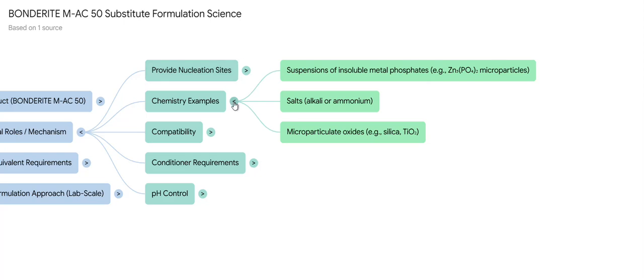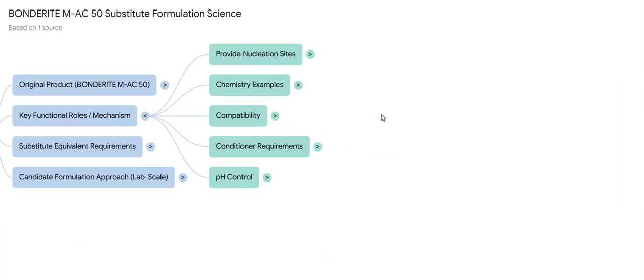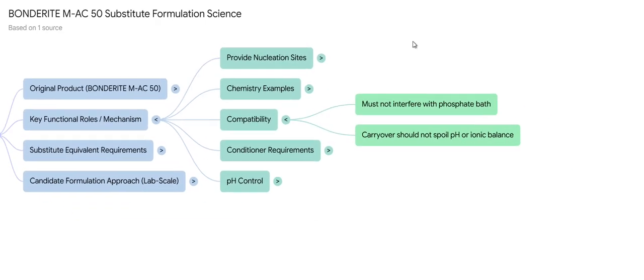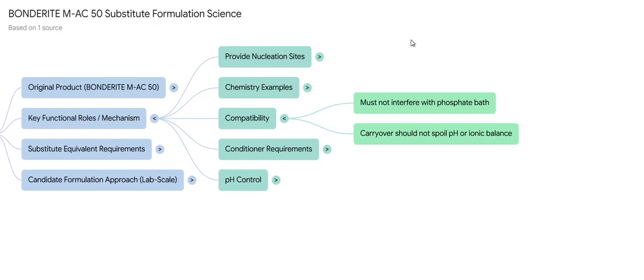Then let me explain the compatibility aspects of this Bondrite MAC50. It must not interfere with the phosphate bond. That is one of the essential requirements from this surface conditioner, because it has to condition the surface, but it should not interfere with the phosphate bond. Not only that, the carryover should not spoil pH or ionic balance. So it must act like a buffer.